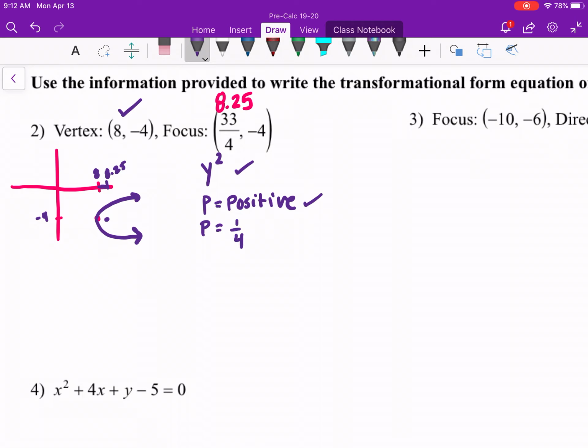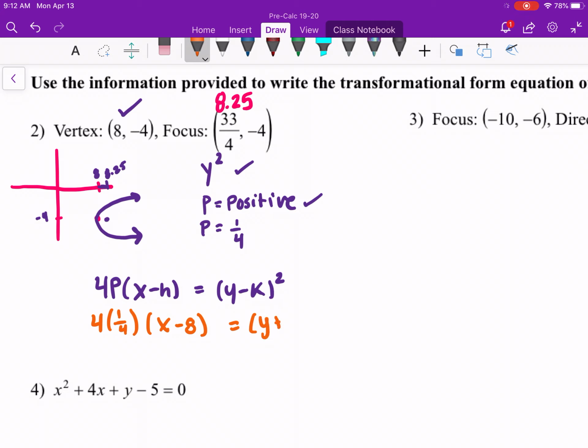And then that's all I need to know. I'm going to plug that into my equation. Since y is the one that's squared, I know the 4p is going to go with the x. And I know that this is going to be the squared term. And so now I'm just going to plug in the values that I know. I know that p is 1/4. I know that my vertex is 8, -4. And I know that P needs to stay positive. So when I clean it up, 4 times 1/4 is just 1. You don't have to write the 1. You can if you want to.